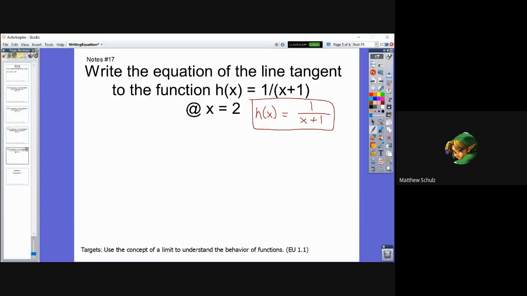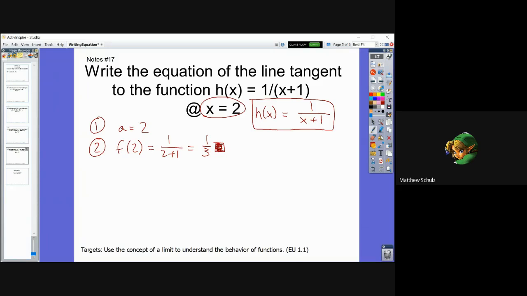All right. So first thing we need to do is identify our a value. So in this case, one of our important parts is a equals 2. That's where we're taking the tangent from. Second is we need to find what f of 2 is going to give me. In this case, it's going to be 1 over 2 plus 1, which if we simplify becomes 1/3. That's one thing we need here.